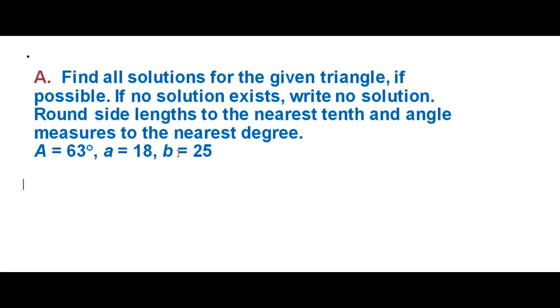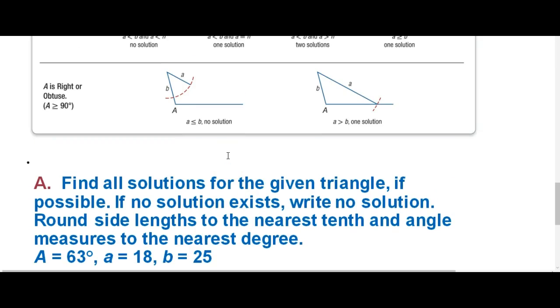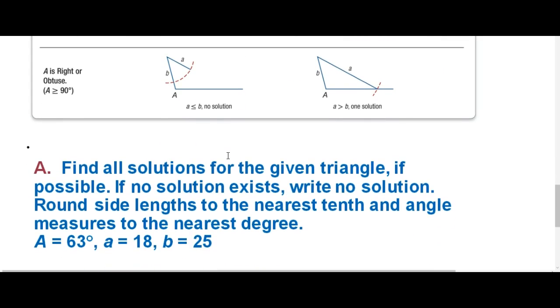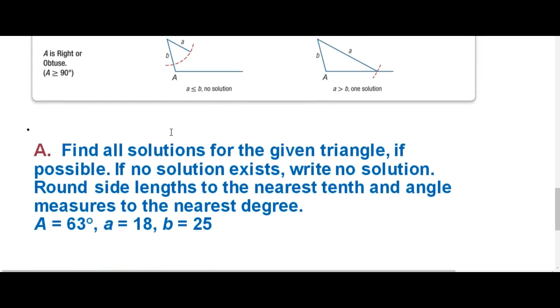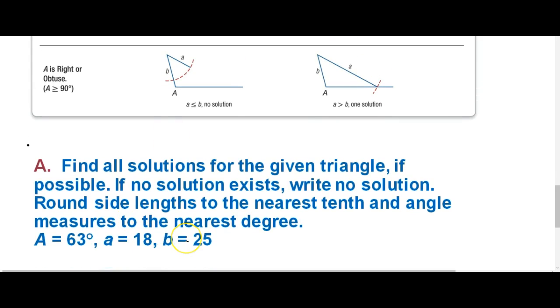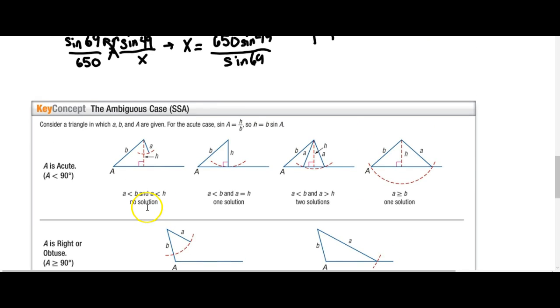So in this case, our angle is 63. The side opposite to that angle is 18, and our side adjacent to that angle is 25. If we look at this, we have an acute angle, so we're looking at the top row, and we have A is less than B. So we're looking at one of these three possibilities.